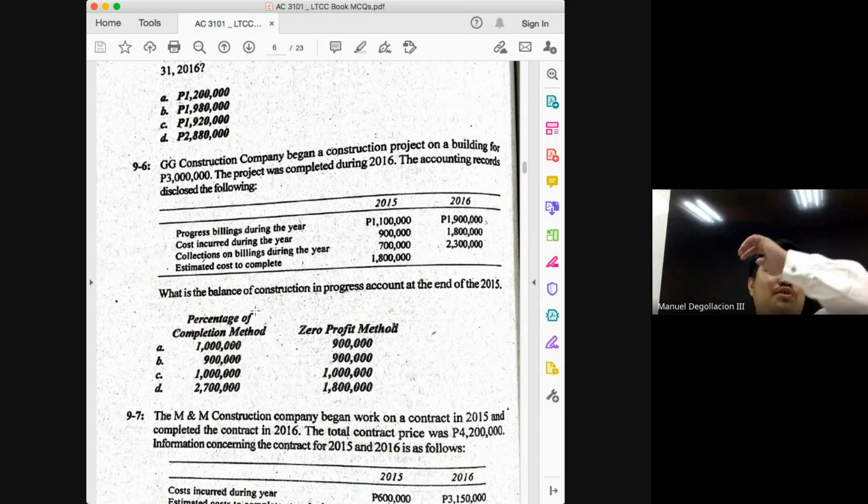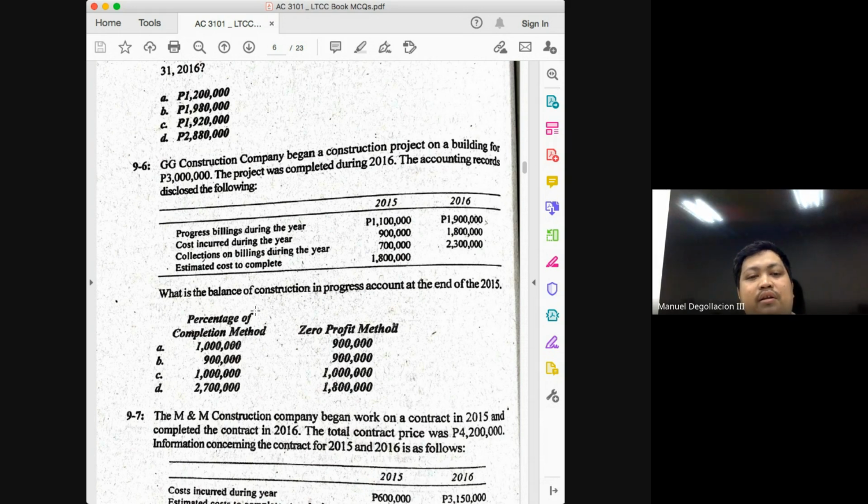But this is what I warn students always. Do not think that the CIP under the zero profit method will not include your profit. It will include your profit. But normally, why will it only be the cost? Unless it is completed, you will not have any profit under the zero profit method. In the year of completion, class, your CIP will be equal to the contract price. Very important theory. In the year of completion, your contract construction in progress account will be equal to the contract price. I don't think that will come out anymore, depending on the examiner.